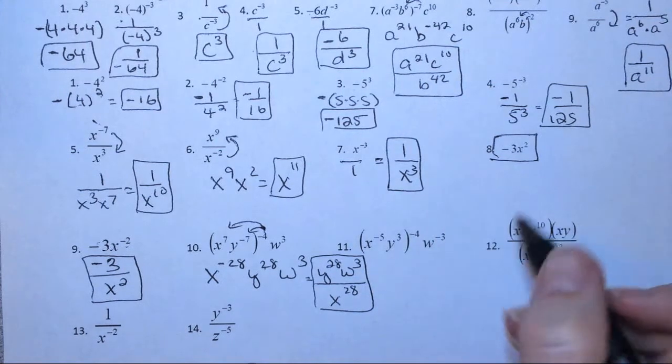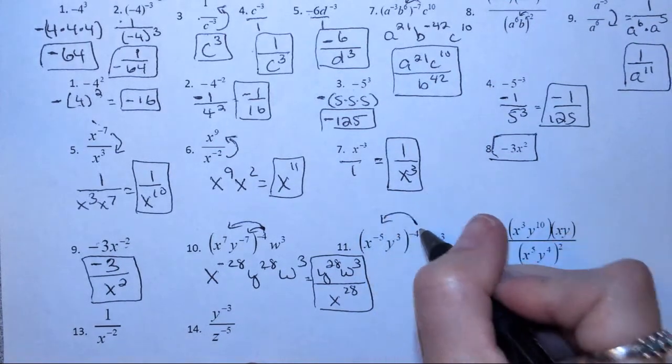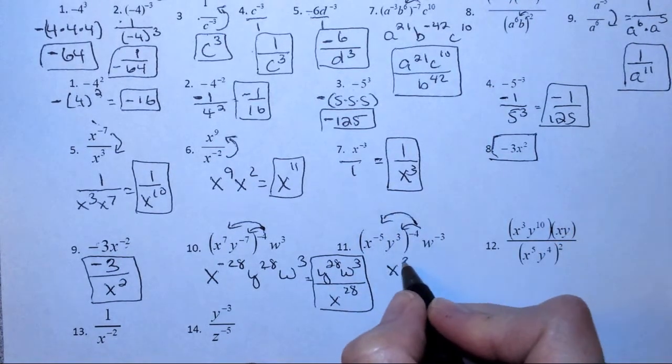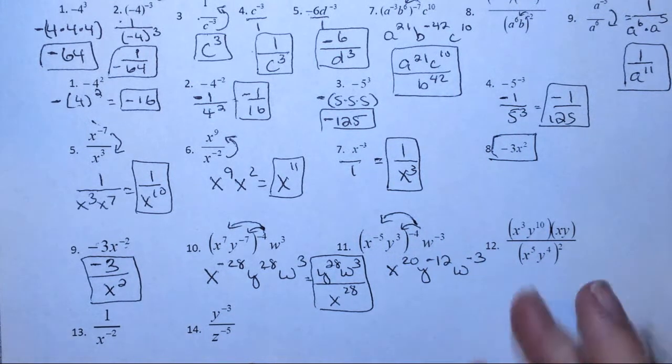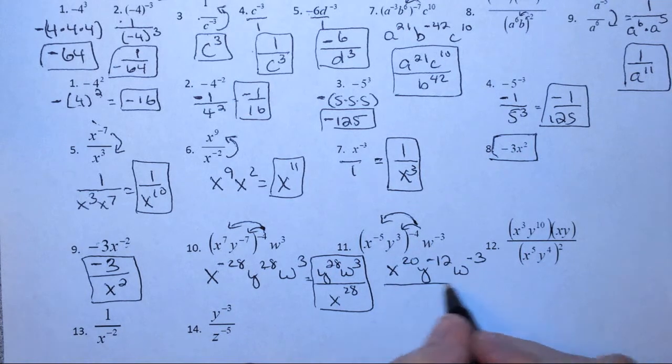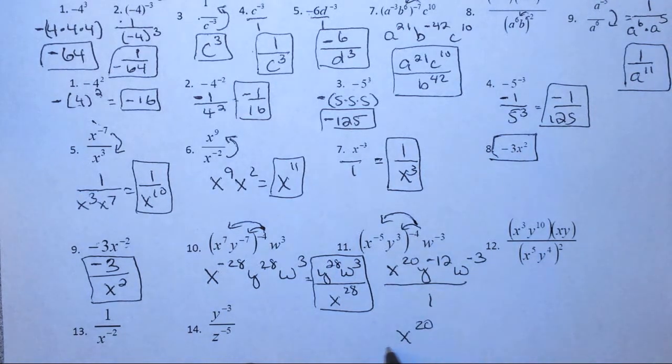Okay. Same exact process right here. So I'm going to have x to the 20th, y to the negative 12, w to the negative 3. The two negative exponents are going to move to the bottom. So I'm going to have x to the 20th on the top, y to the 12th on the bottom, w to the third on the bottom.